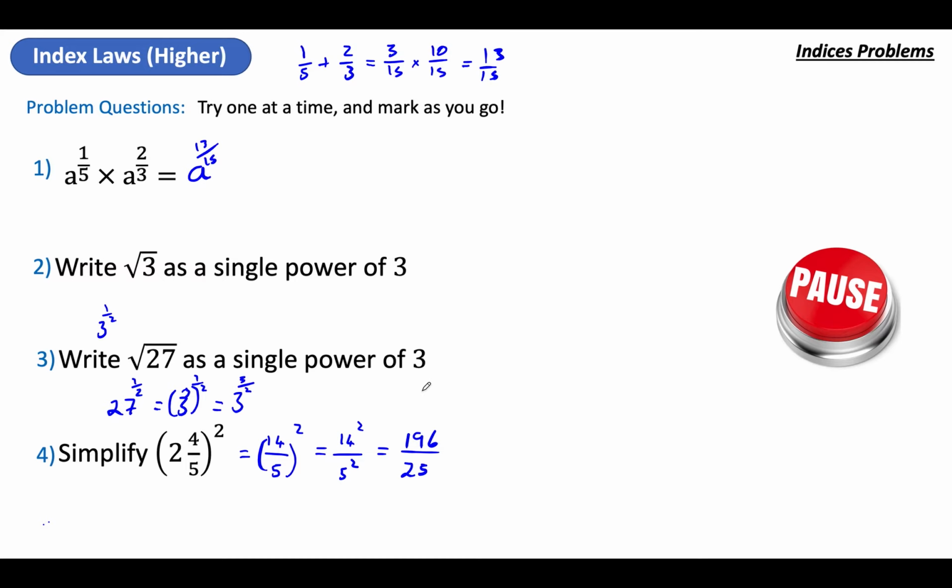Okay, and then, of course, you could simplify that back into a mixed number. Well, how many 25s go into 196? Well, it's 7. And 7 25s is 175, which means we have got 21 bits left over. So it's 21 25ths. 7 and 21 25ths. Okay, pretty straightforward those ones, weren't they? Next ones get a bit harder.